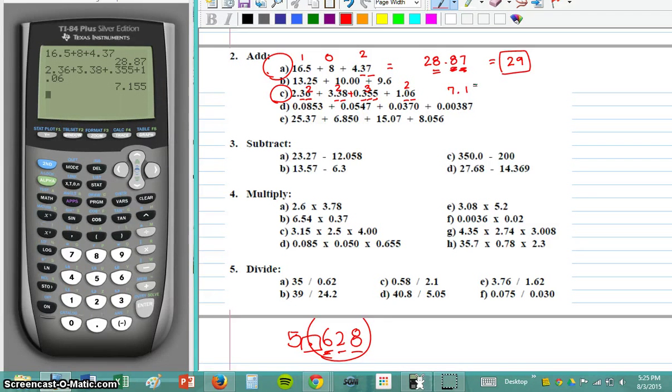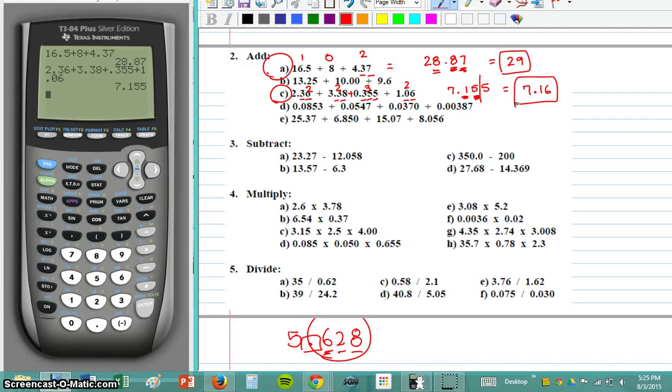So 7.155, that's the answer. Here's my first number after the decimal. Here's my second number after the decimal. So we're going to cut it off right here. Look at the next number over. It's 5 or above. So this number right here, you will round up. So it will be 7.16 as your correct answer.